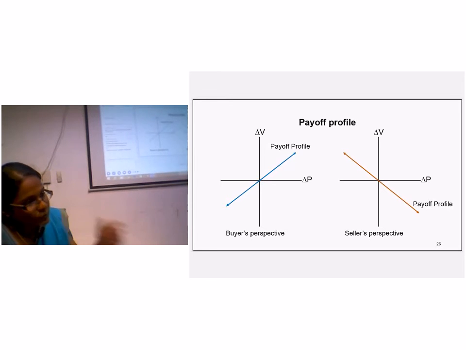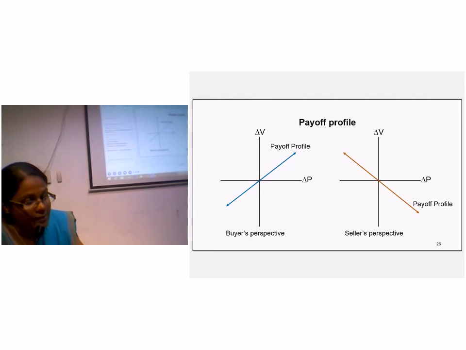Okay, now why is it positive, upward sloping? Yes, to the buyer, when market prices are increasing, it's good for the buyer, right? Because they can purchase at a lesser price due to the forward contract. If there is no forward contract, they have to buy at a higher price. Because of that savings, firm value will increase. Clear? So that is why to the buyer, payoff profile is an upward sloping curve, right?